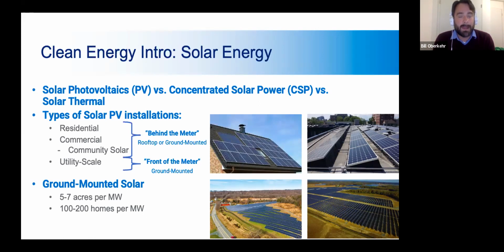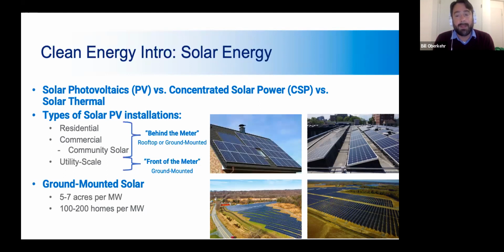I actually thought I had fixed this slide. I did not. So behind the meter, and community solar is not behind the meter for the most part. That's what I neglected to fix in this iteration. I apologize for that. Community solar and utility scale are front of the meter, residential, commercial behind the meter.